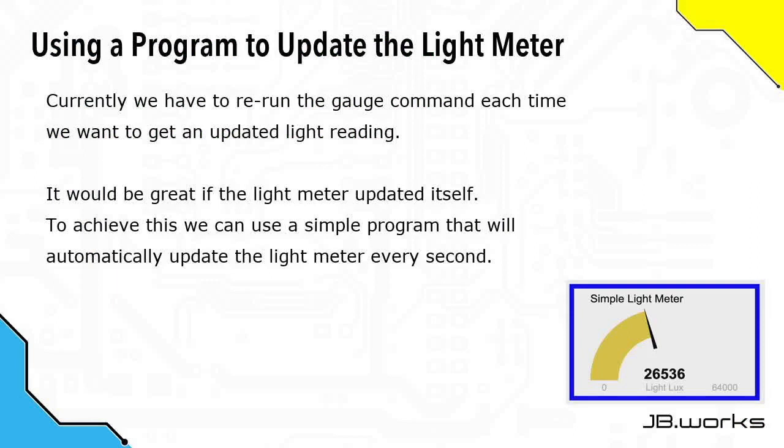So as you could see from before, we've got a light meter and it works, but every time we want to get a new reading, we have to rerun the program. So it's a manual process. So it would be really good if the light meter could just update itself automatically. So to achieve this, next we're going to write a simple program that will automatically update the light reading every second.